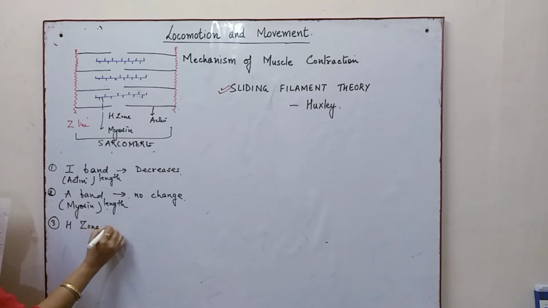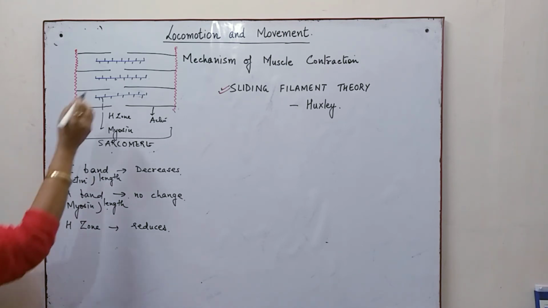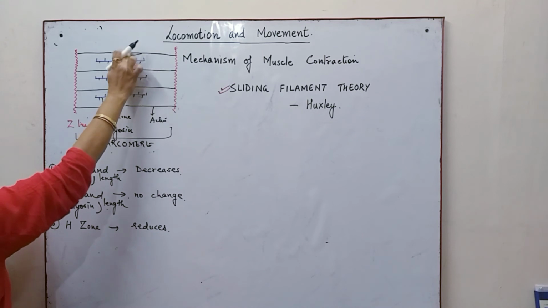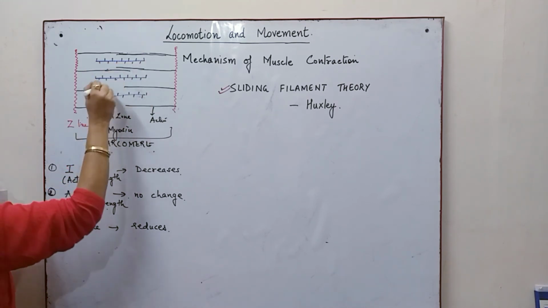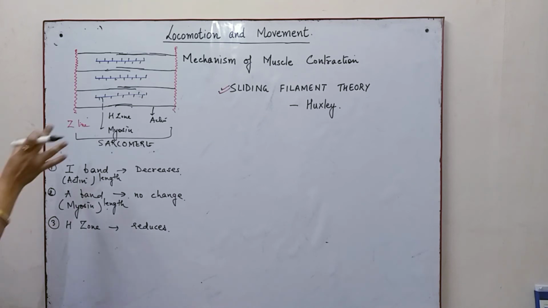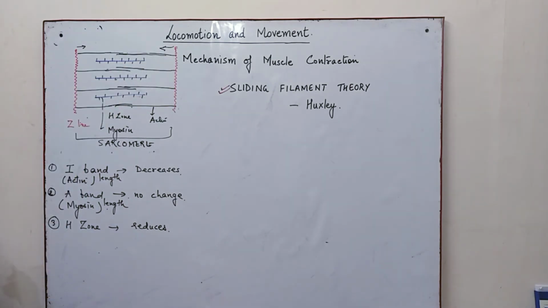The H zone reduces. And in extreme cases of contraction, these two will completely overlap each other, making the H zone completely disappear. During extreme contraction the H zone will disappear and the Z lines will move further close to each other. And in the relaxed state, the H zone has a lot of space in between, providing sufficient movement for the actin and myosin to slide over each other.